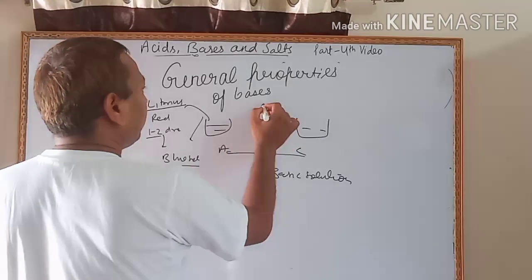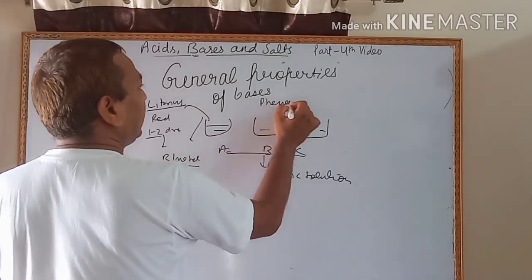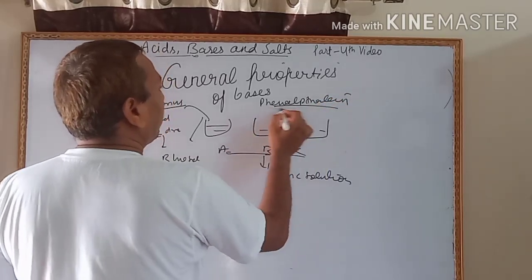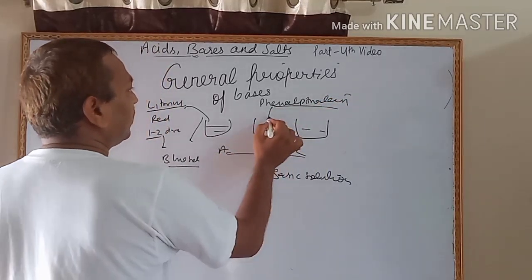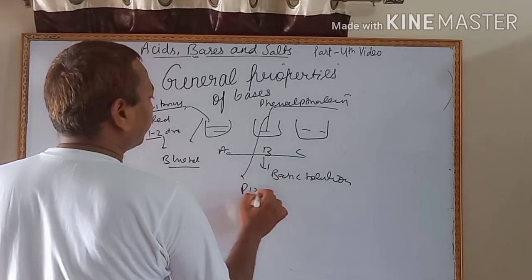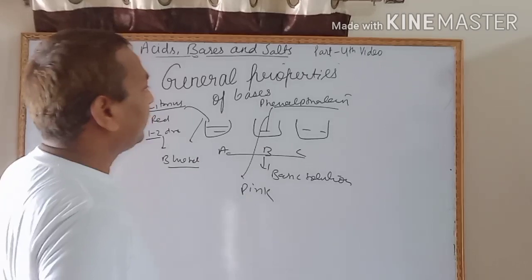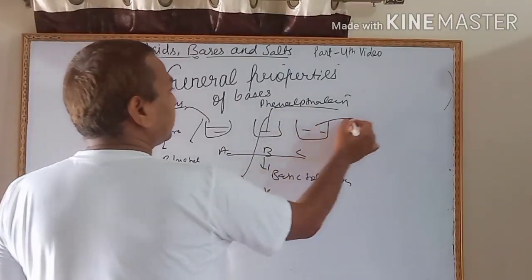Now next, if we add 1 or 2 drops of phenolphthalein to the basic solution, pink color appears. So it indicates, yes, a basic solution. Now next, methyl orange.